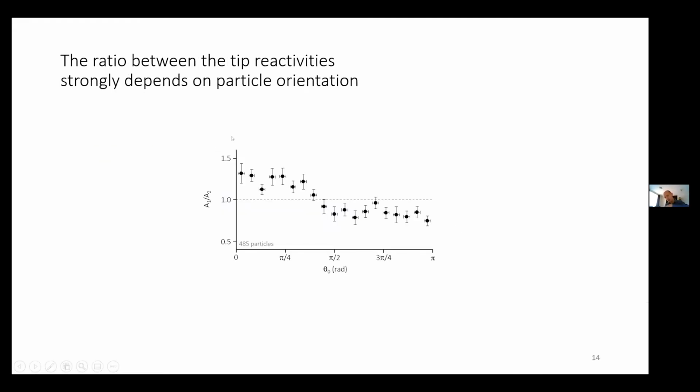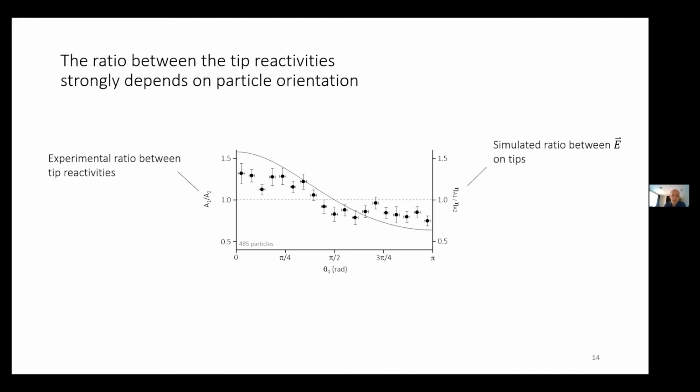So you can already see some sort of trend. So here each point is an average over every particle that happens to have its orientation at that angle. And then the quantity that I'm plotting is the experimental ratio between the tip reactivity. So the ratio between these amplitudes A1 and A2. And then the question is, how does this compare to our simulation? So that would be the line here.